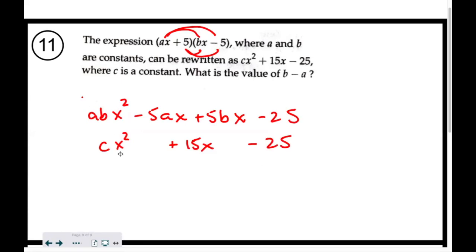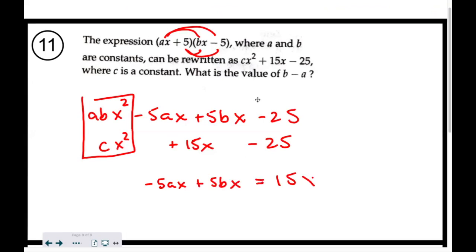So if I look at this, well, this isn't helpful because I don't know c. If I don't know c, I'm definitely not going to go a times b. So I need to focus on this middle part. When I do negative 5ax plus 5bx, that has to combine to 15x. Because if I match everything up, I know that the negative 25s go together, and I know that the x squareds go together. So these are going to have to go together.